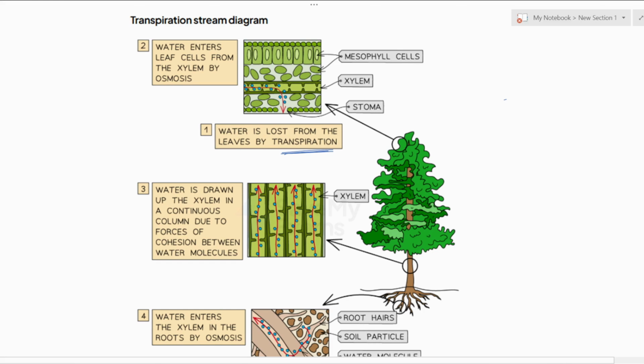Is there any membrane in the stoma? No, there is no membrane. It's an open space, so it would diffuse out. Yes. But when we talk about movement across a membrane, then it would be osmosis. This is not across a membrane. So there are little things that we need to keep in mind. Now it's not a water molecule, it's water vapor, it's a gas. So gas diffuses.